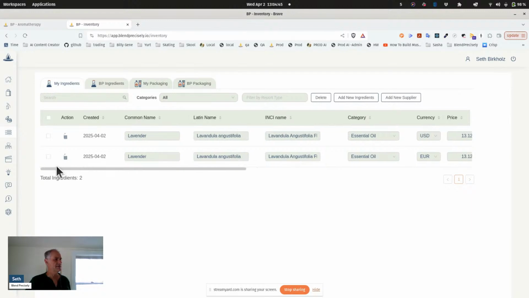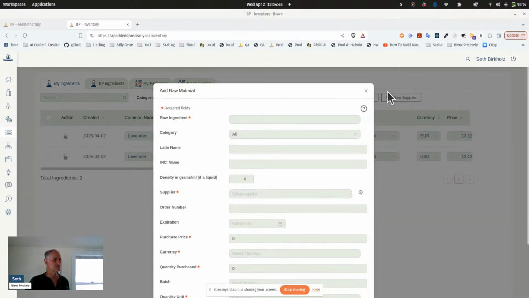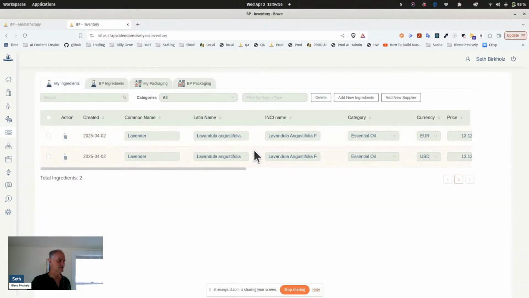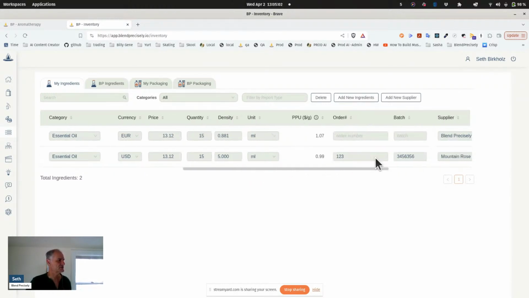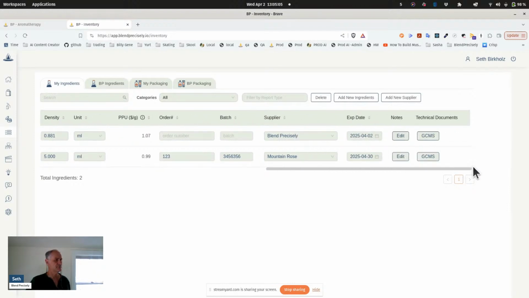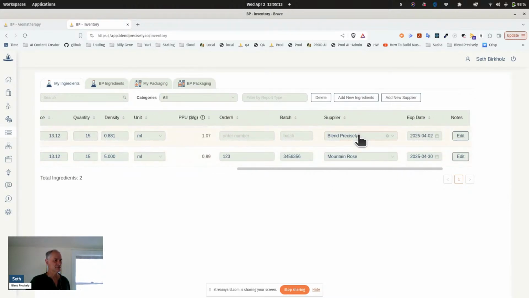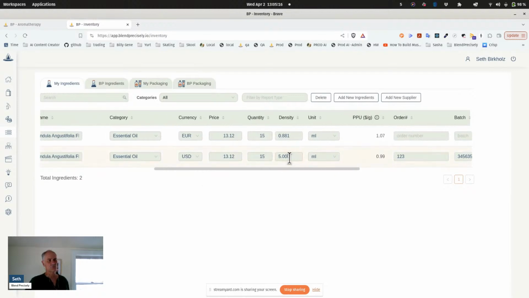Then I added a new ingredient using this to just create another lavender, choosing lavender angustifolia. And so I intentionally altered the, where did I put it? Density, okay. So this is the one from Blend Precisely, and this is the one where I just gave it a bizarre density of 5, which is about 5 times too big for pretty much any essential oil.